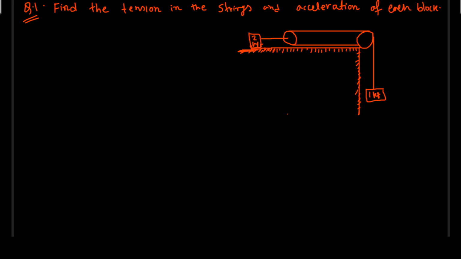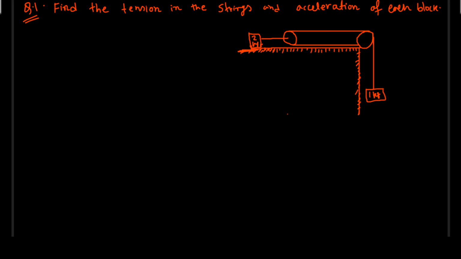So this is the first question: find the tension in the string and the acceleration of each block. You have to consider this figure. Two pulleys and two masses are attached like this. One thing you have to consider, which I have not written, is that all the surfaces are frictionless and the pulleys and the strings are massless. These are the obvious assumptions when we are talking about Newton's laws.